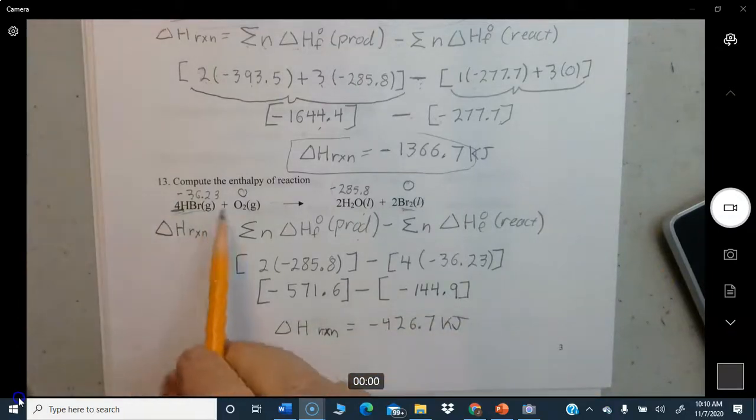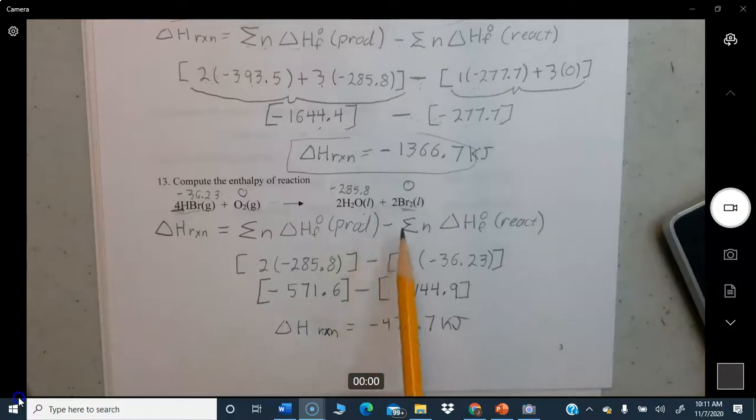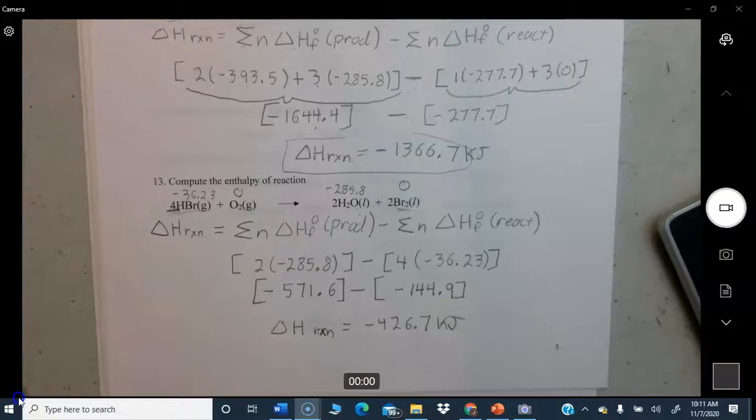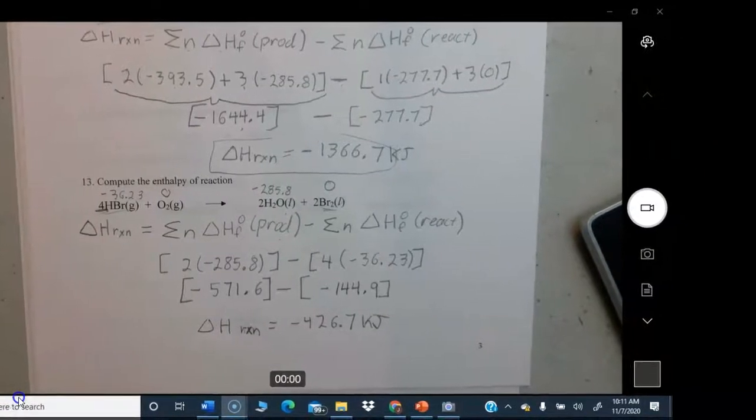So again, when you do this reaction, negative 426, you don't have to say negative, 426 kilojoules of energy will be released by this, will go out of this reaction. By saying going out of the reaction, you're saying that it's negative. That's negative enthalpy. All right, so that takes care of our standard enthalpies of formation. They're pretty easy. The hardest part is doing the arithmetic without making a mistake.